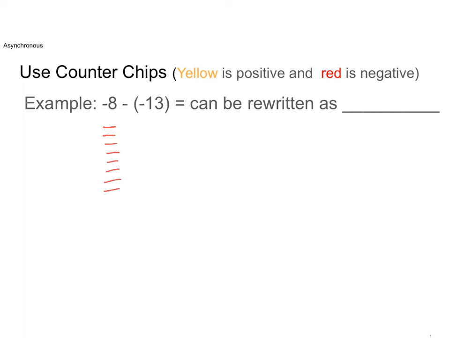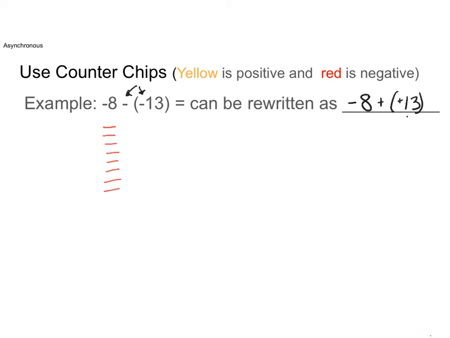Now the best thing to do, especially when I see a subtraction sign and a negative right here, I like to change it right away. So I say that it's -8, and it can be written as adding the opposite. So instead of subtracting, I'm going to add, and then the opposite of -13 is +13. So I have a -8 plus 13.